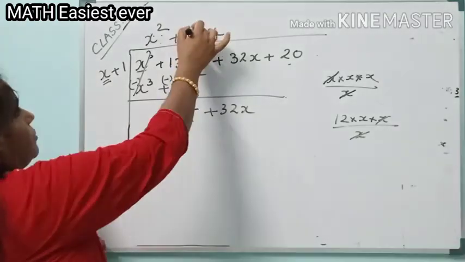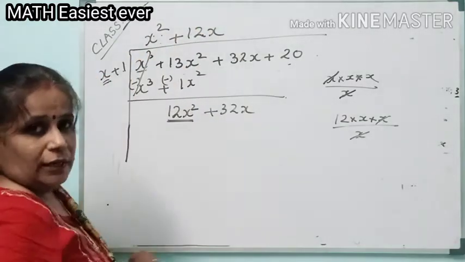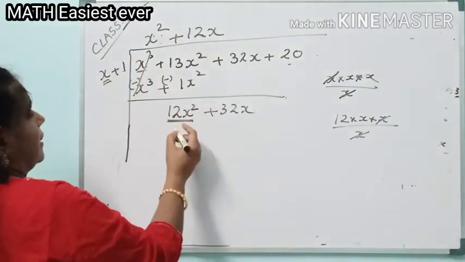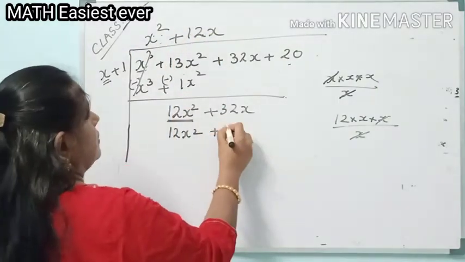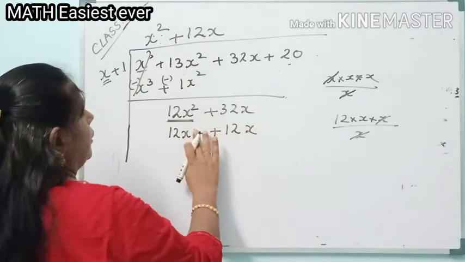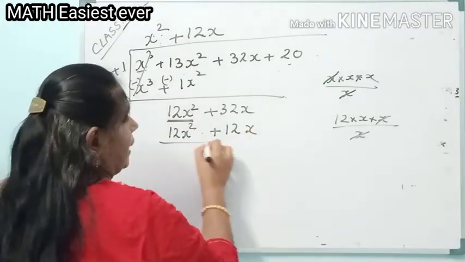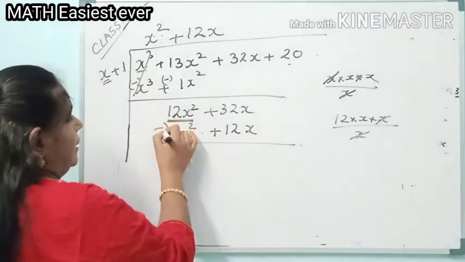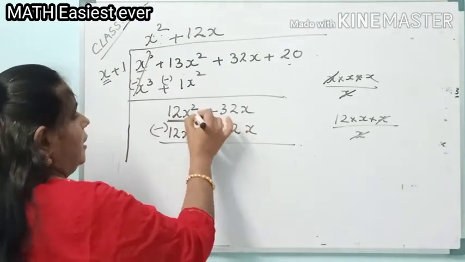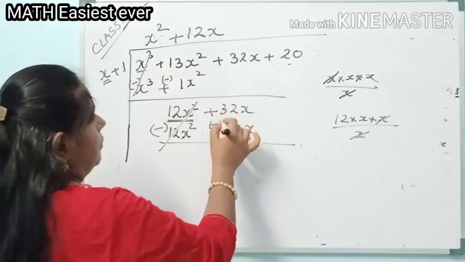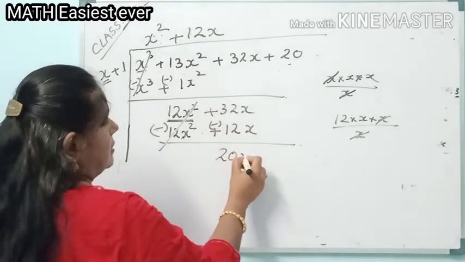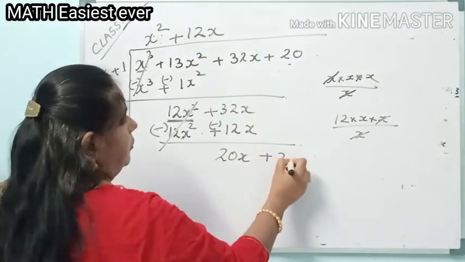Now take this 12x and multiply with these two terms. 12x into x is 12x square. 12x into 1 is 12x. Now what you have to do? You have to subtract. Subtract the second line, sign will change. 12x square minus 12x square gets cancelled. 32 minus 12 is 20x. And bring down this next term 20.